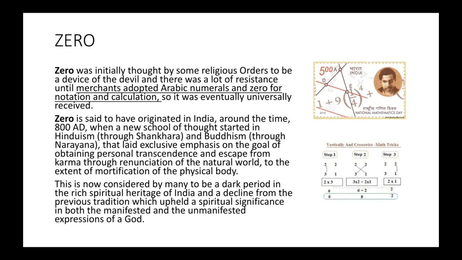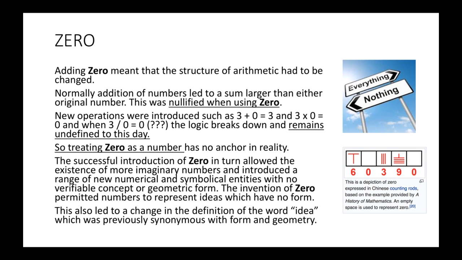It's such a wonderful country and a really rich spiritual culture, also in mathematics and in natural philosophy. I highly recommend looking at Vedic mathematics for people who want to do speed calculations and things like that. But it basically broke with the usual tradition in India. And it also meant that the structure of arithmetic had to be changed. Up until then, adding numbers together gave you a sum that was larger than the original number. But when zero was introduced, this all fell apart.